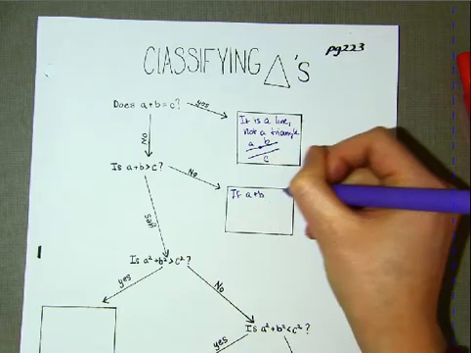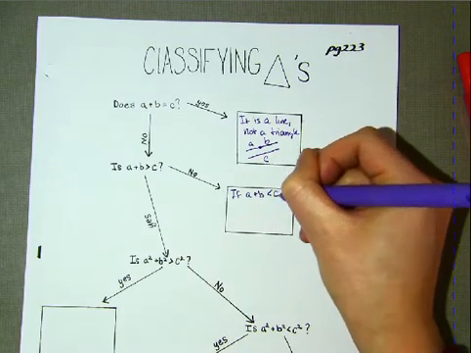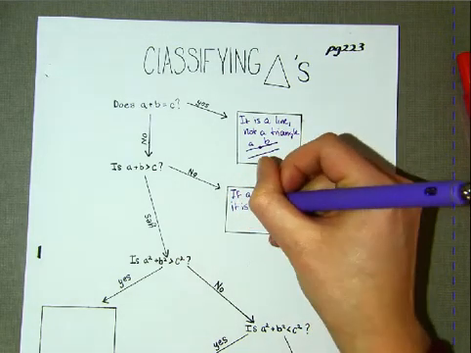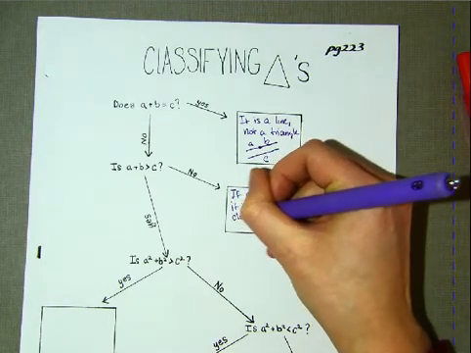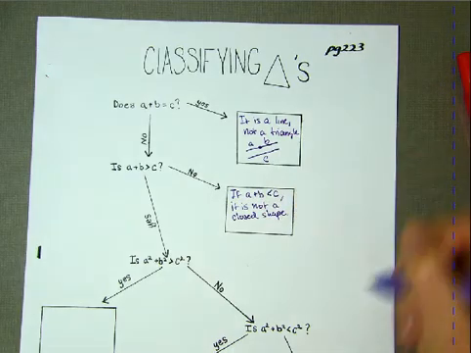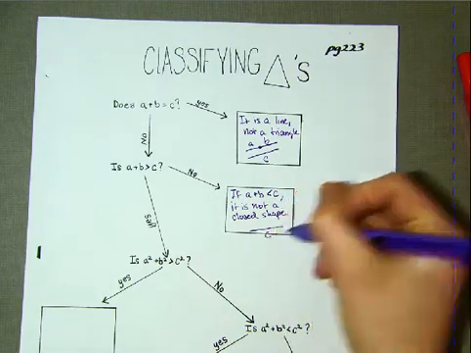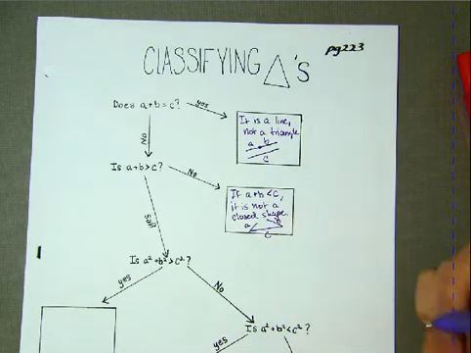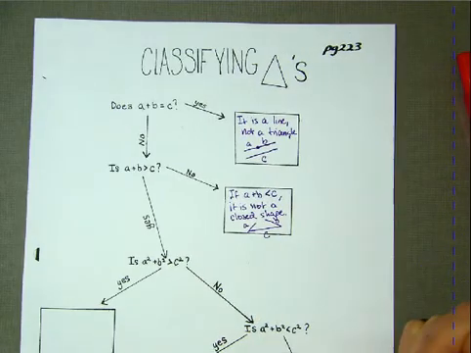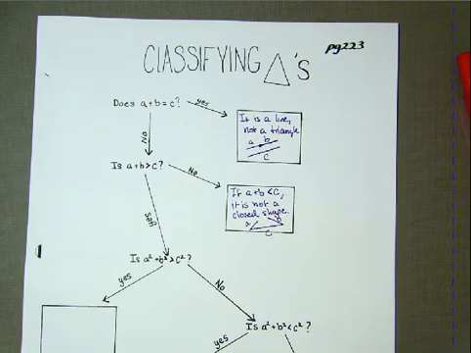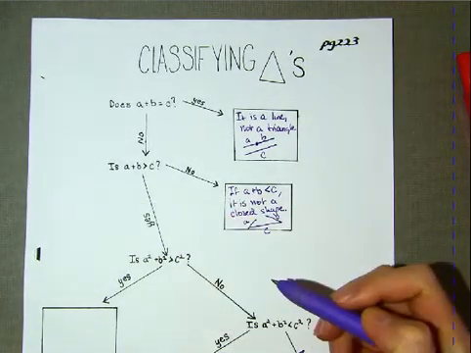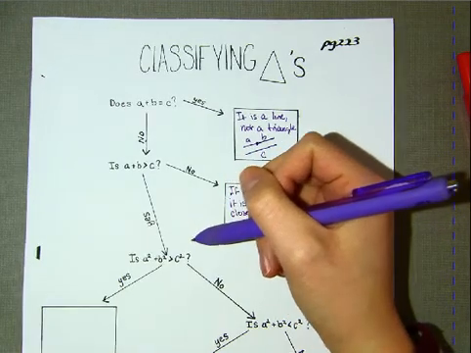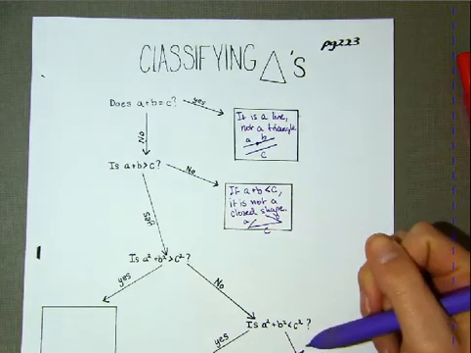So if A plus B are less than C, it's not going to make any closed shape. So we have C right here, and then A here, and B here. A and B are never going to touch, and we're not going to have a closed shape. So if we have A plus B greater than C, then it is going to form a triangle. So now we want to know if it's an acute, an obtuse, or right triangle.